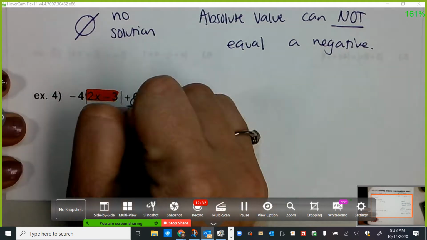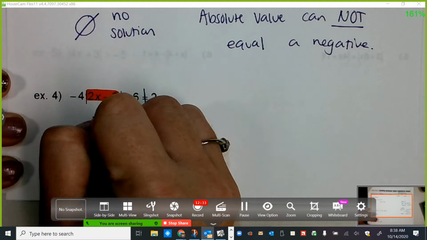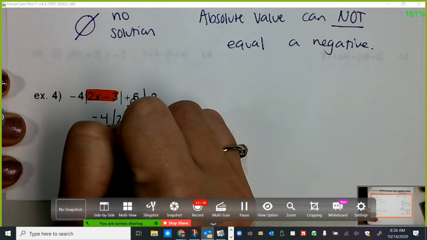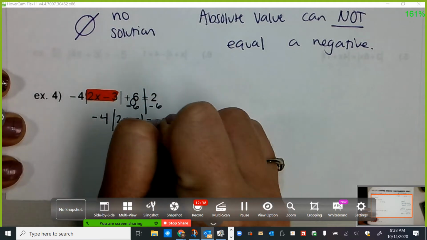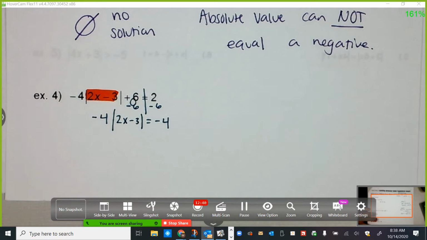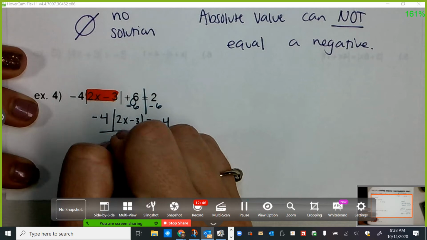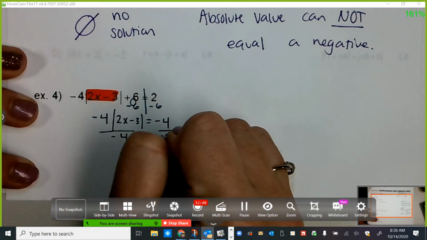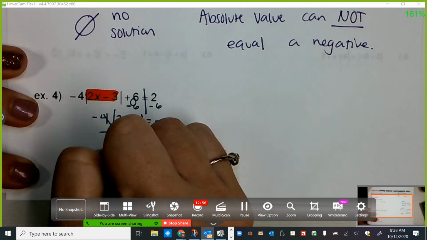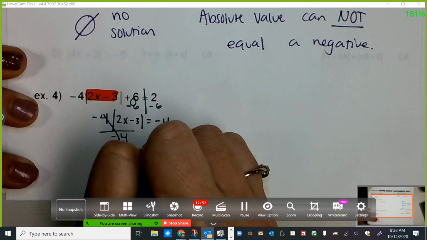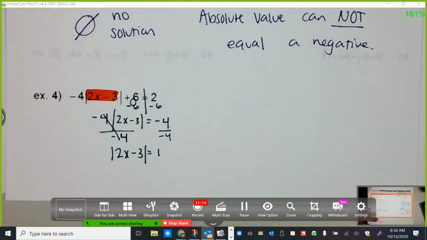Okay, so that cancels, and I get negative 4, absolute value of 2x minus 3 equals negative 4. Now what? It is multiplying, so how do I get rid of multiplication? We don't want to multiply it. We want to get rid of it. So we're going to divide both sides by negative 4, and I get the absolute value of 2x minus 3 equals positive 1. Now, does it equal a positive? Yes, so we keep going.